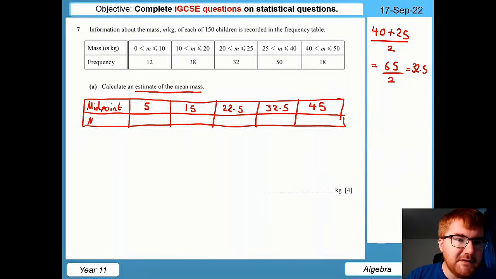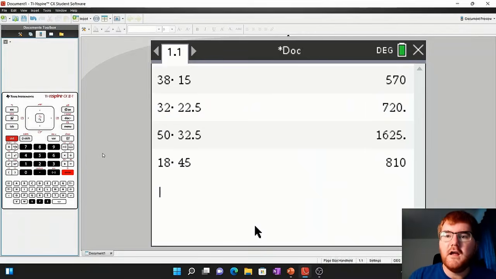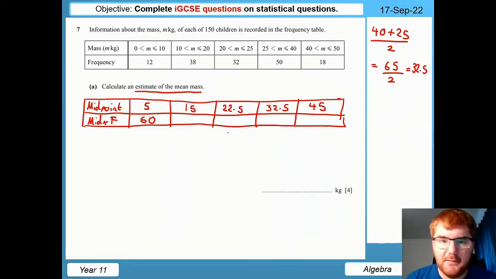Now we're going to do the midpoint. So mid times the frequency. So we're going to times these together. Now some of these you can do quite easily. So 12 times 5 is equal to 60, like so. Let's use the calculator and work the rest out. Okay, so I've done all the calculations here. So what we're going to do is pop those over. So we've got 570 and 720. So let's pop those in.